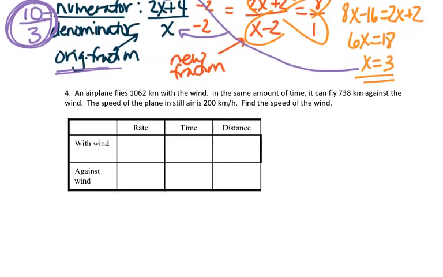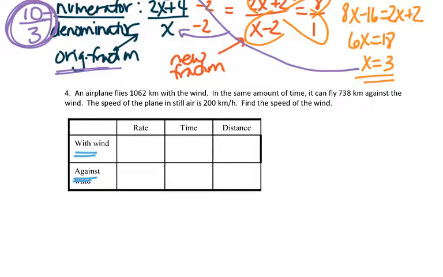Last one, rate times time equals distance. You remember this, right? What's this with the wind, against the wind? How does the wind impact a rate? If we're going with the wind, are we going faster or slower? Faster, right? And if we go against the wind, we go slower. So the rate's going to have like 2 components, just a regular rate and then a wind speed.